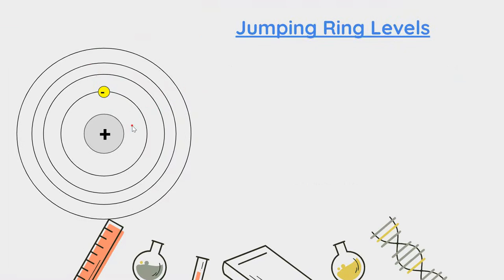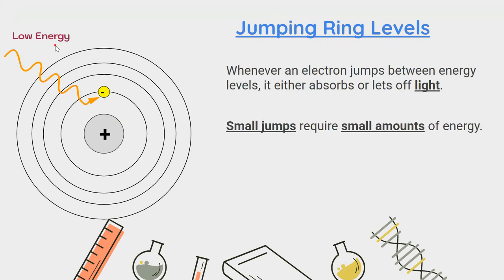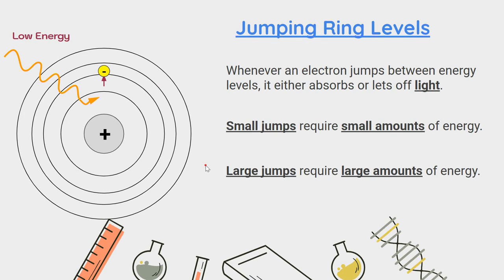Now, when electrons jump between different rings, they do so by either absorbing or giving off light. For instance, if this light wave, the orange light, comes in and hits this electron with a low amount of energy, it's going to give it a small jump because small jumps in ring level, such as from the first ring to the second, require small amounts of energy. However, large jumps require large amounts of energy. So if I look at a different electron and I hit it with light with a higher energy, it's going to jump more rings. It's going to jump maybe 1, 2, 3 rings.